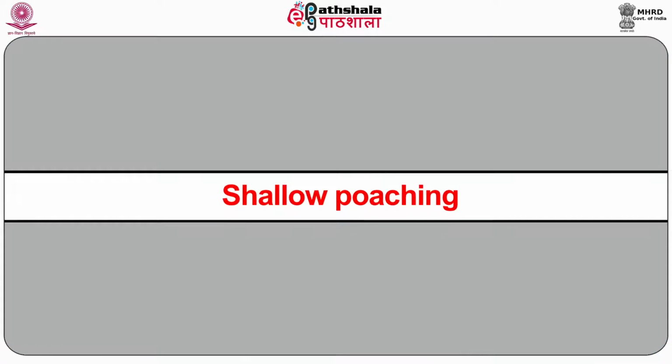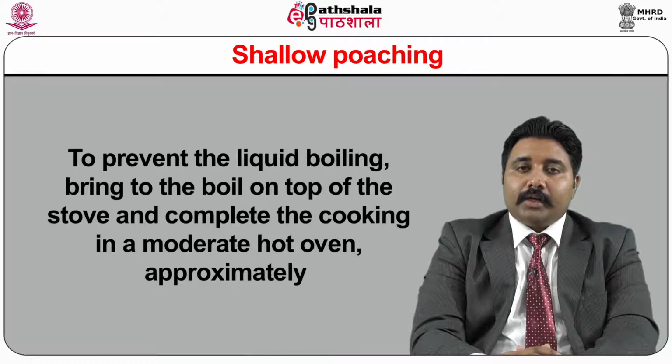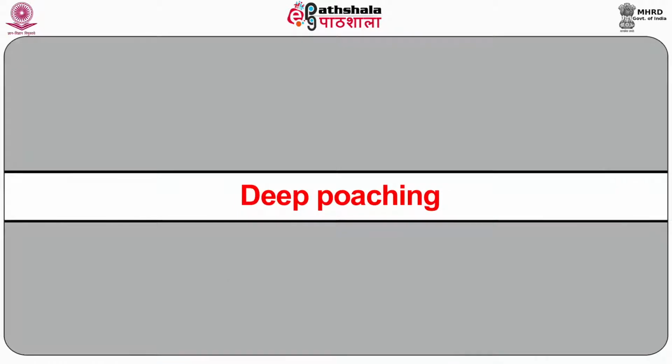Shallow poaching: foods to be cooked by this method, such as cuts of fish and chicken, are cooked in the minimum of liquid, that is, water, stock, milk or wine. To prevent the liquid boiling, bring to the boil on top of the stove and complete the cooking in a moderately hot oven approximately. Deep poaching.